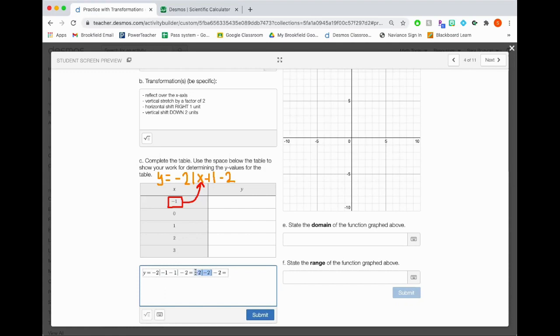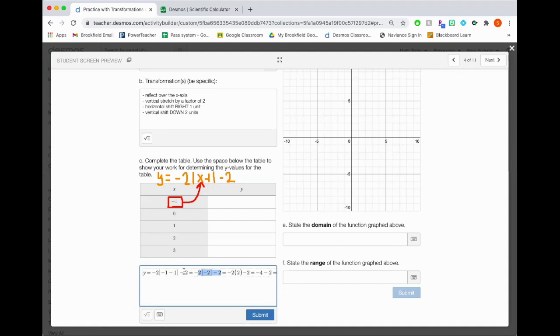Right here, I have to take the absolute value of -2 first. The absolute value of -2 is 2. The operation between these two numbers here is multiplication. So this is going to be -2 times 2 minus 2. That's -4 minus 2, -6. Oops, I ran out of space.